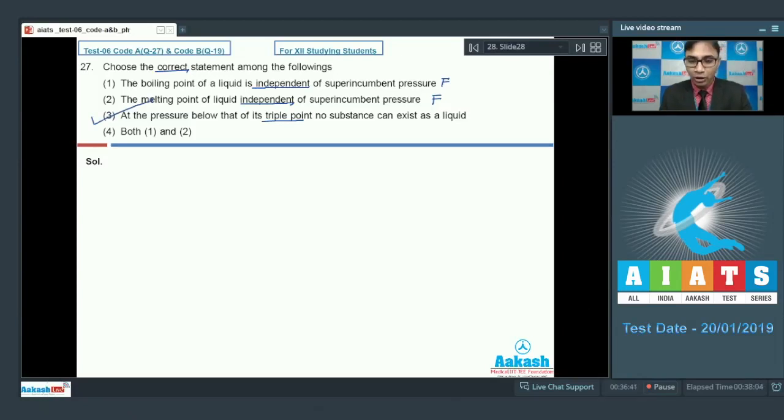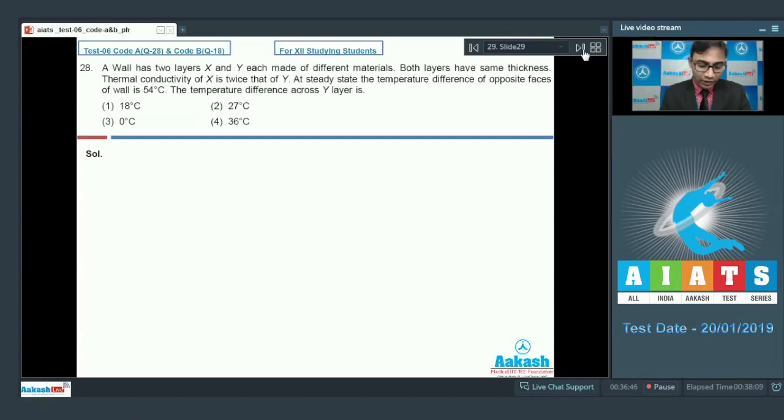Now let's move to question number 28. It says that a wall has two layers X and Y, each made of different material. Both layers have the same thickness. The thermal conductivity of X is twice that of Y. At steady state, the temperature difference of opposite faces of the wall is 54 degrees centigrade. The temperature difference across layer Y is? So we have to find the temperature difference across Y.